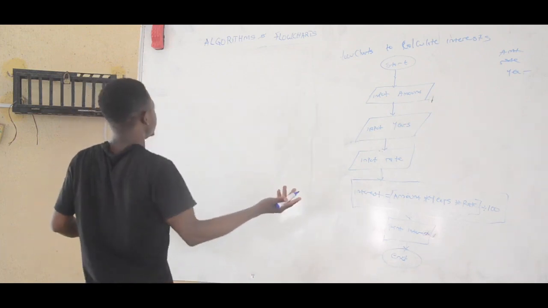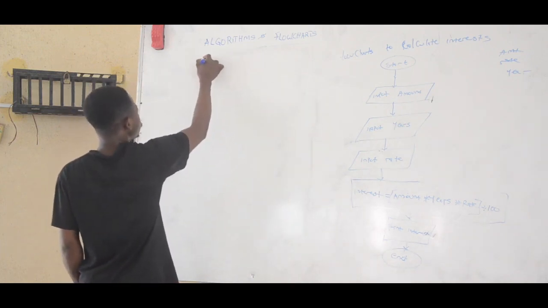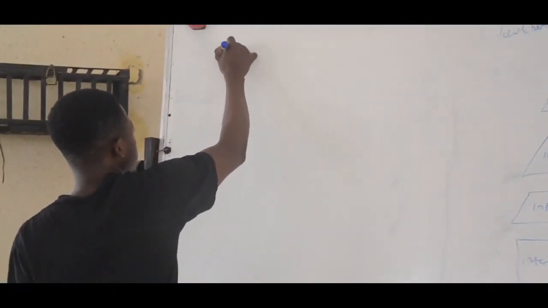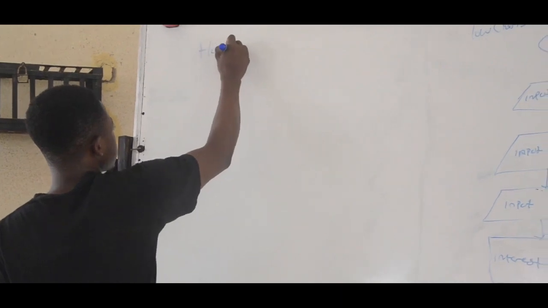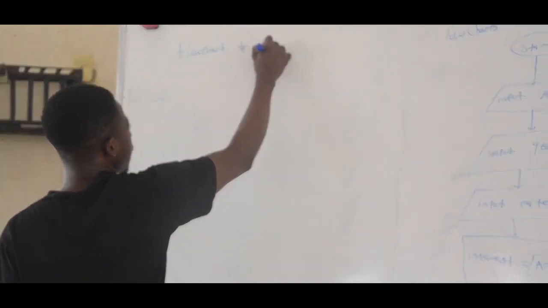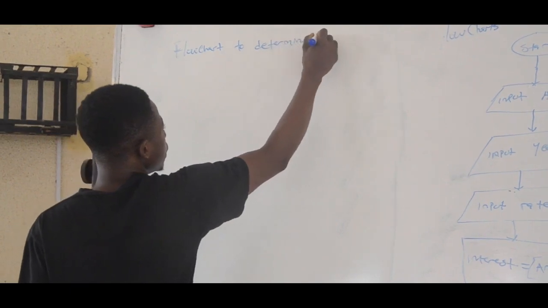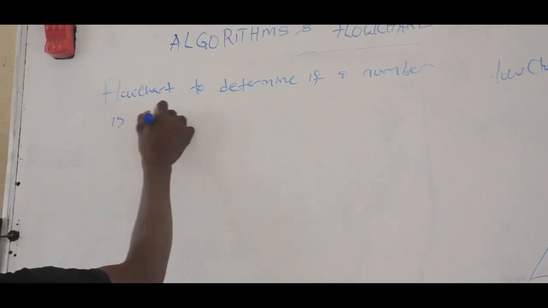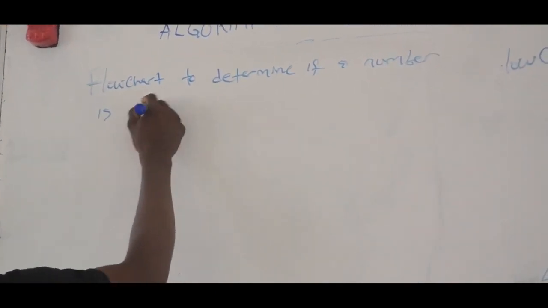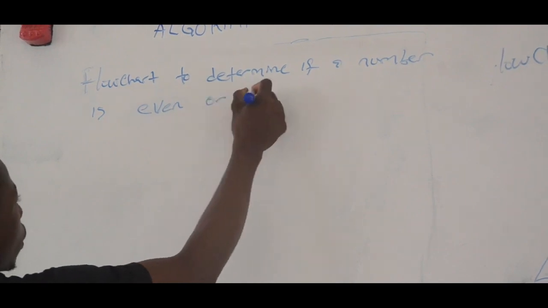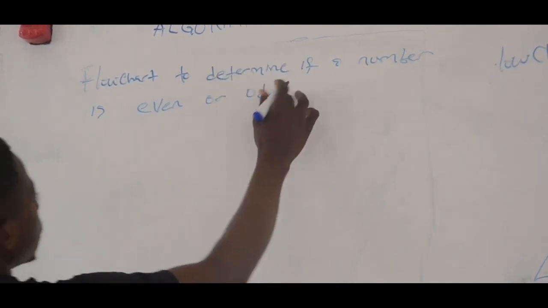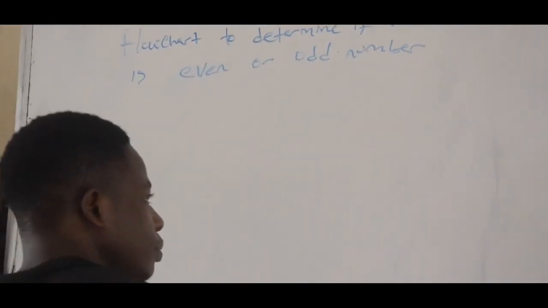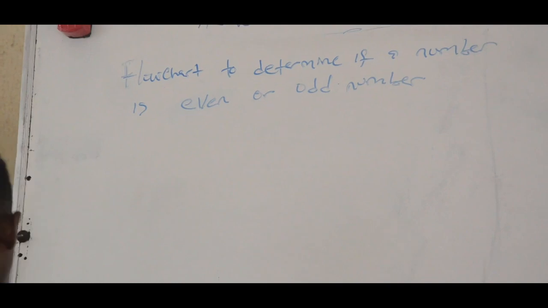So now, you know where and how we start. Flowchart to determine if a number is even, or odd number. So now, how do we start? You have to start with the oval shape. That's something that we all know.